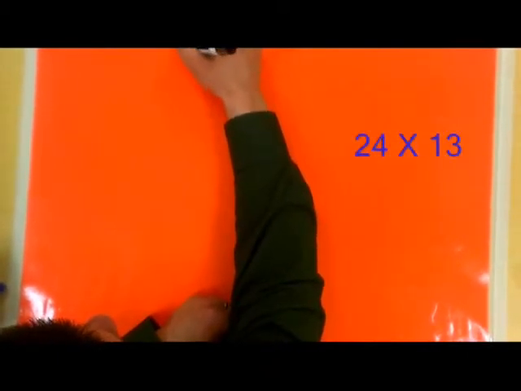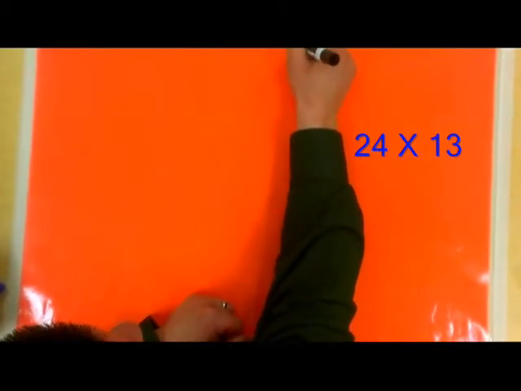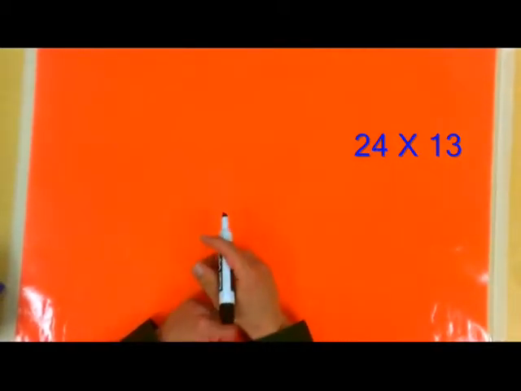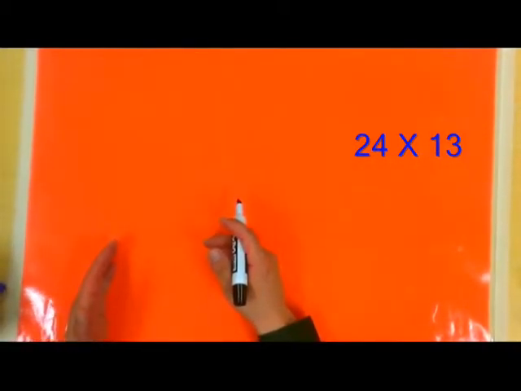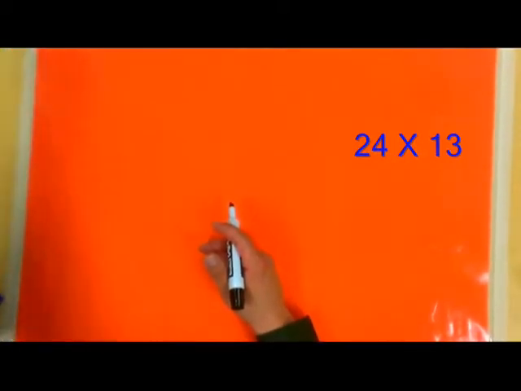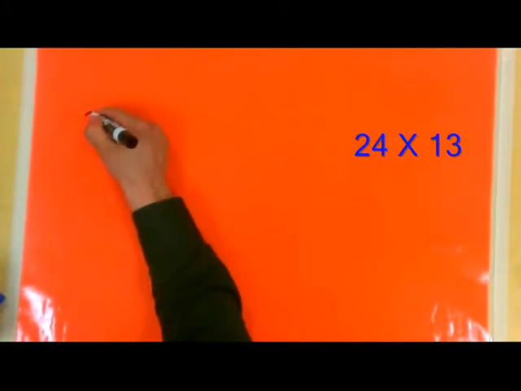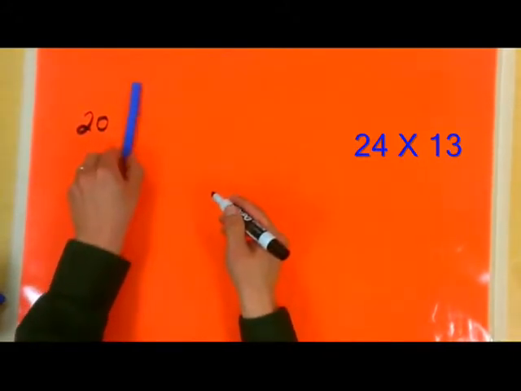I'm going to write the two numbers that I'm going to multiply on top. I'm going to multiply 24 times 13. So the first thing we're going to do is build the 24, and I'm going to put that as the number of rows, or the number of groups, however you want to look at it. The way we build 24 is by putting 20, the expanded form of 24, which is 20 and 4. And I'm going to build that over here.